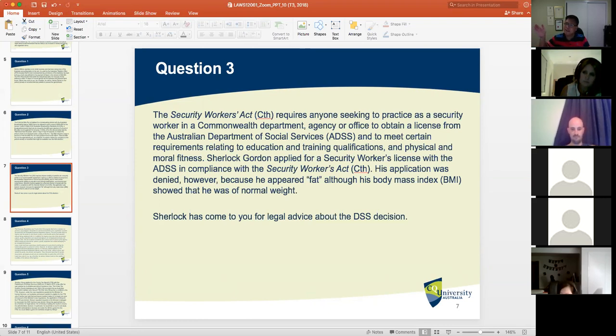So what you're saying is, in the event the court refuses to direct the ADSS to act in a particular way, in this case to issue the license, you have a backup remedy, which is to ask the court to at least make a declaration that Sherlock Gordon is entitled to the license. And if the court makes that declaration, it will now be the duty of the executive to make a decision that is consistent with the court order, recognizing the right of Sherlock Gordon.